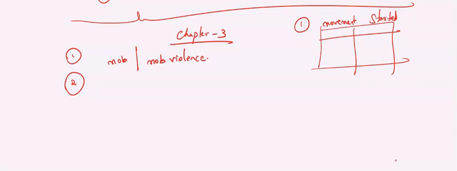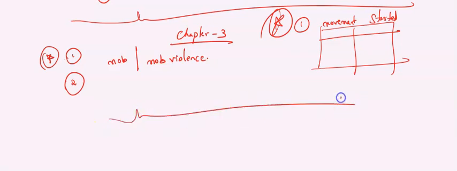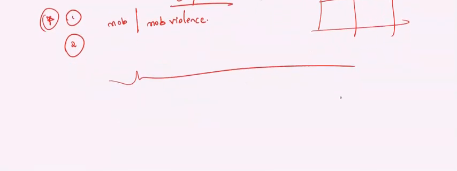Okay, so I have given a set of questions, but make sure that the question based on mob and mob violence is very important, and apart from that, Narmada Bachao Andolan. So these three questions are very, very, very important. Do not miss these questions. So this is the end of chapter number 3. And then, let me go to the next unit.